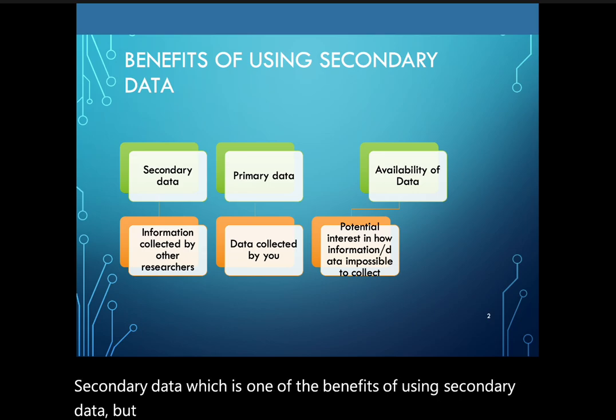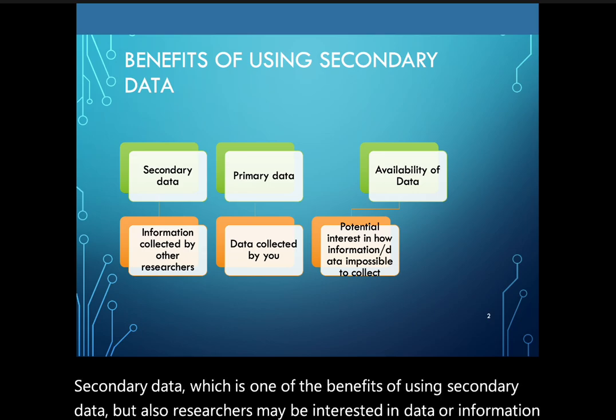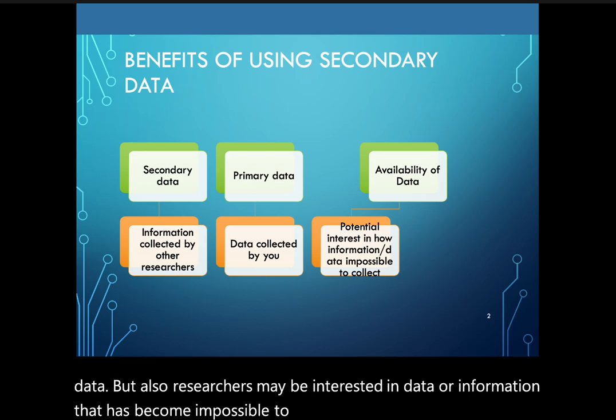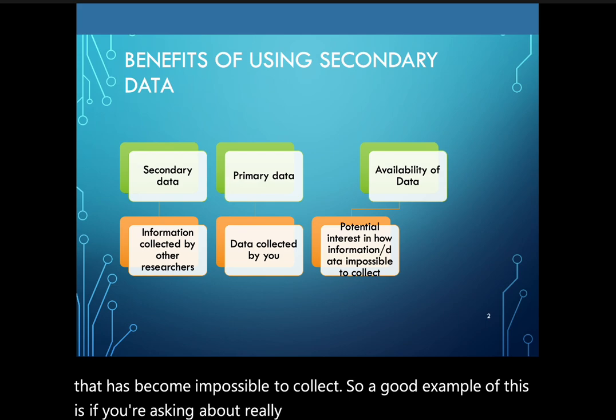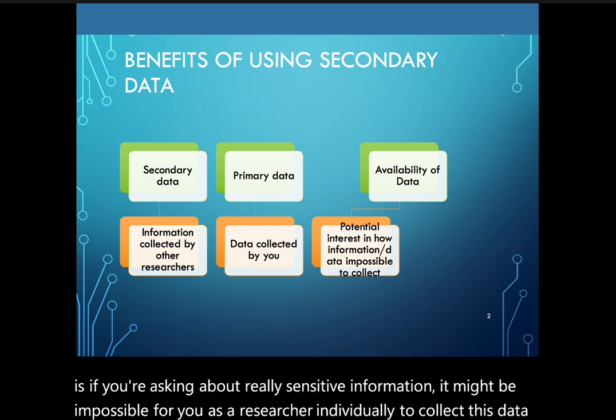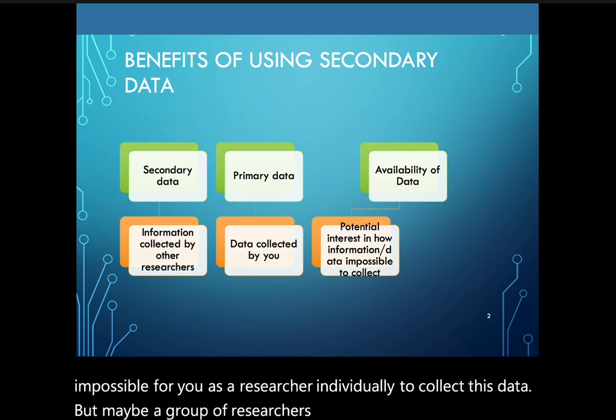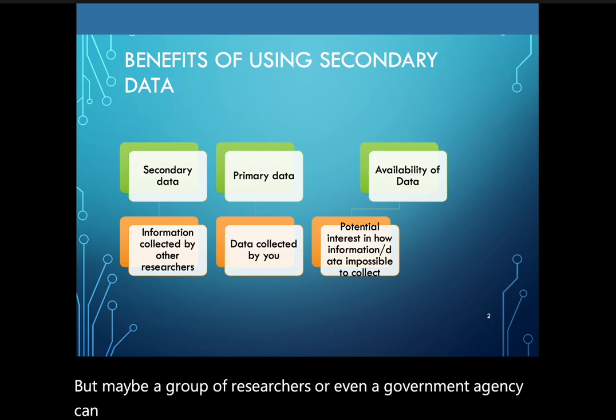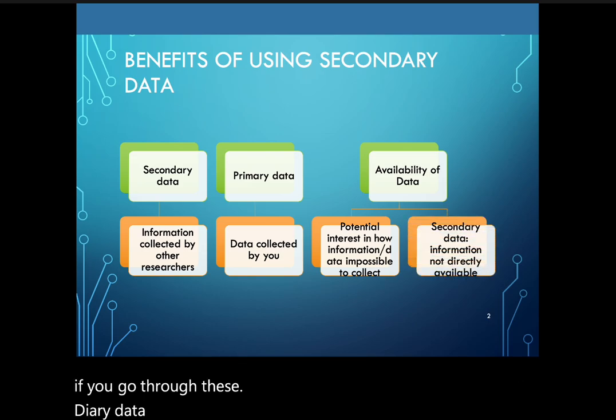But also, researchers may be interested in data or information that has become impossible to collect. So, a good example of this is if you're asking about really sensitive information, it might be impossible for you as a researcher individually to collect this data, but maybe a group of researchers or even a government agency can collect that data a little bit easier. So, it's more available to you if you go through these secondary data analyses options.